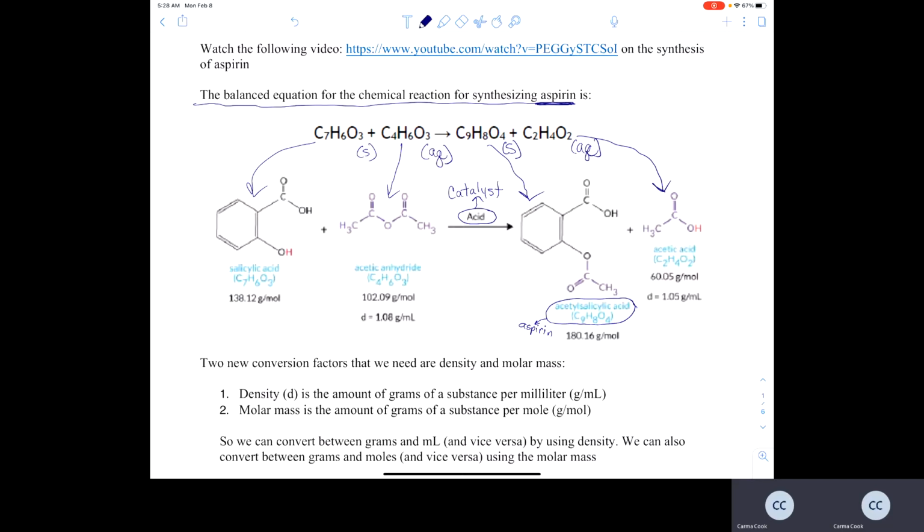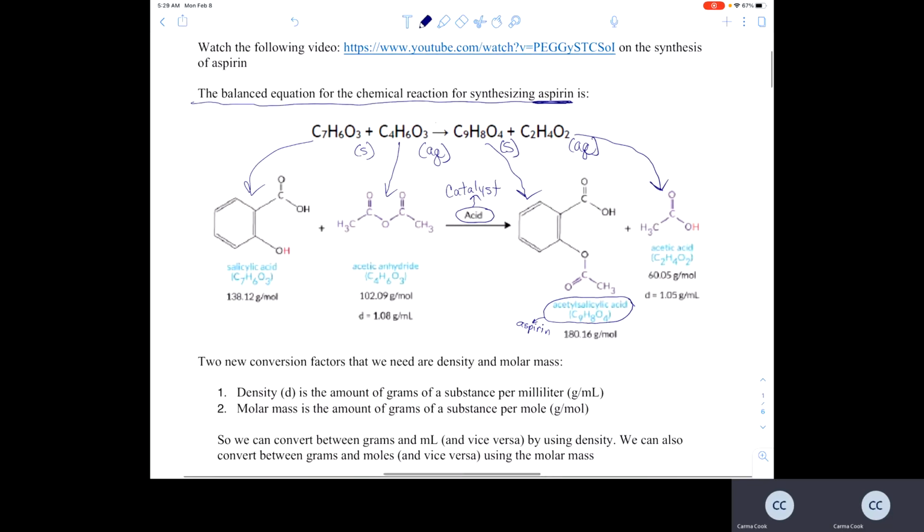The catalyst will remain as its intact self and therefore can be used over and over again in the process of the reaction. And so the catalyst is usually written on top of the arrow to specify that it's not a reactant, nor is it a product. Our two products of this reaction are our aspirin, which is acetylsalicylic acid, and a side product called acetic acid, which is a weak acid.